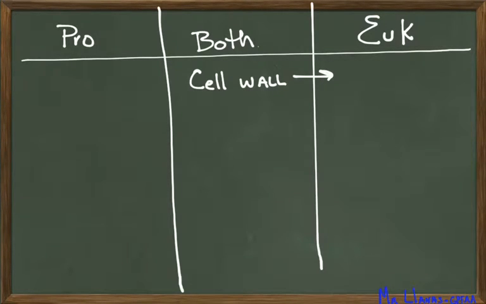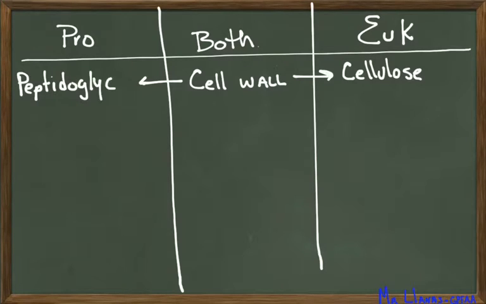Prokaryotics and eukaryotics both have a cell wall. It's just that eukaryotes have their cell wall made out of cellulose. Plant cells have their cell wall made out of cellulose. Fungi have a cell wall, but it's made up of something different, and we'll talk about that later on. It's actually called chitin, and we'll talk about that when we get to fungus.